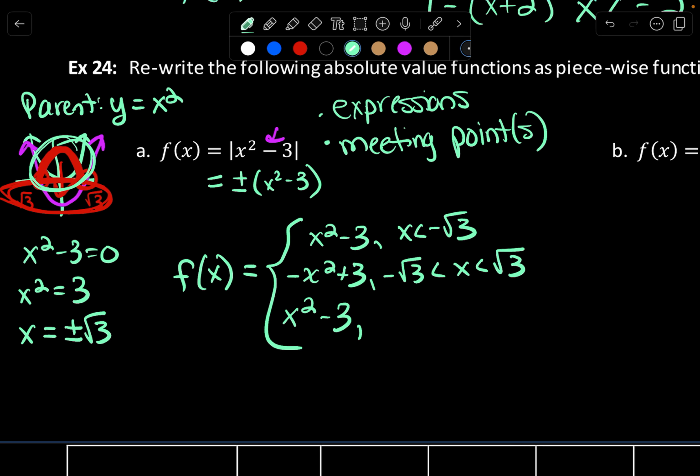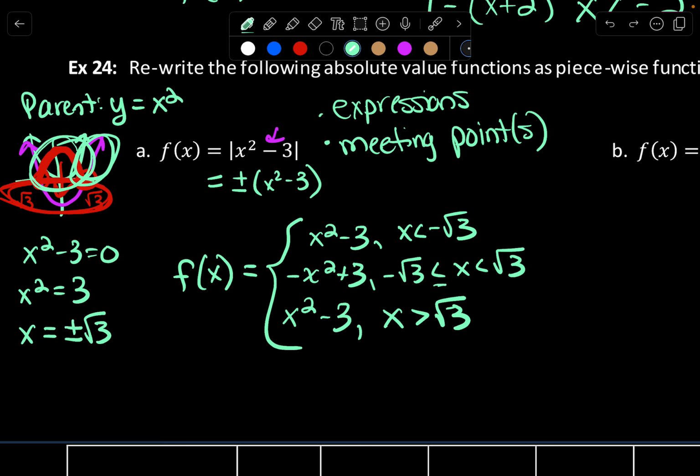And if you read your piecewise from left to right, make sure that your entire domain is covered. And then this last piece over here is going to be from √3. It's when x is greater than √3. So we've covered our full domain. We have -∞ to -√3, between -√3 and +√3, and then √3 to +∞.